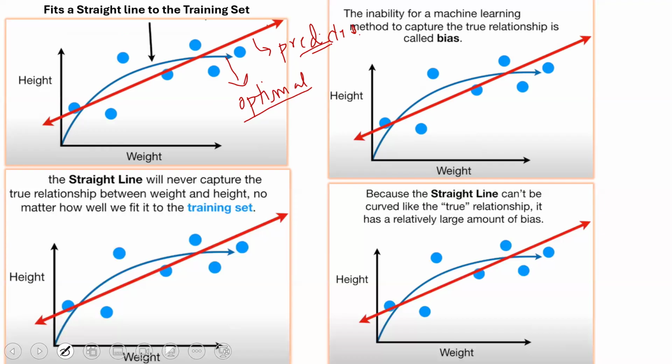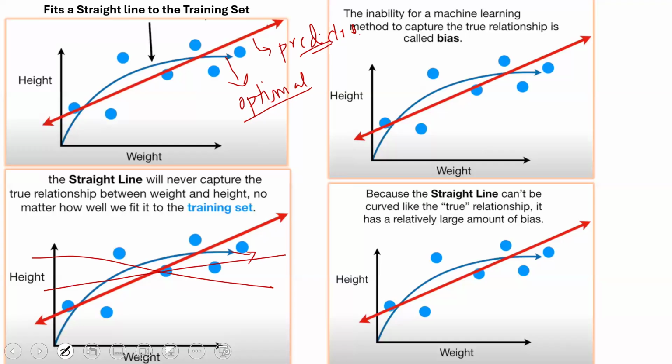So this is what I was saying. The straight line will never capture the true relation between the weight and height, no matter how well we fit it in the training set. So a straight line cannot represent this data, right? Whatever line you choose, any straight line cannot actually fit the training set that we have taken. It should be a curve, and that curve should look something like this. Only this curve will have the capability to find the true relation between the height and weight.